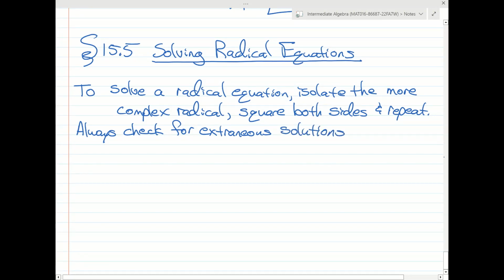An extraneous solution is when you get a negative inside of a square root, or when you have a square root equal to a negative number.